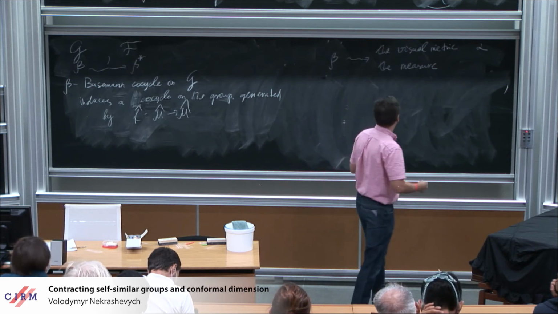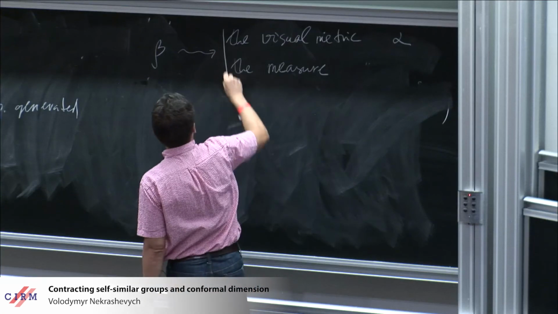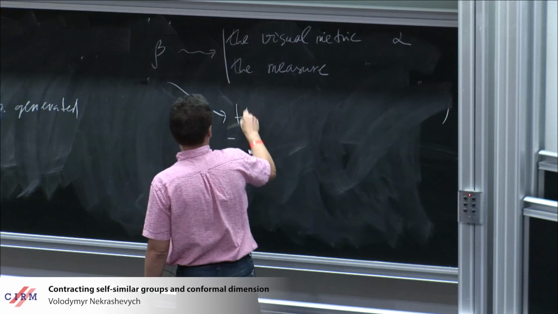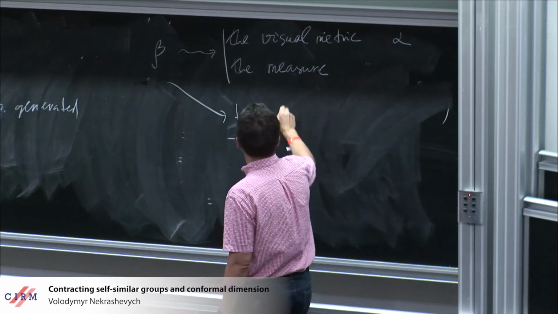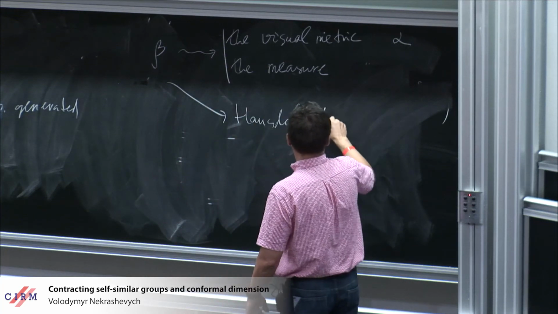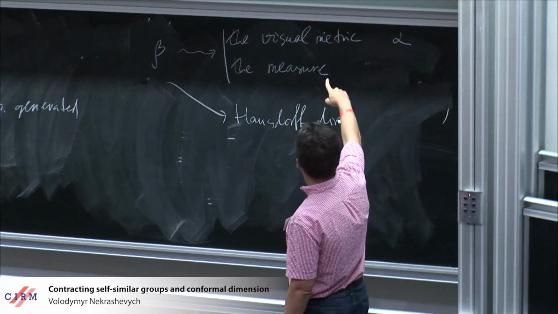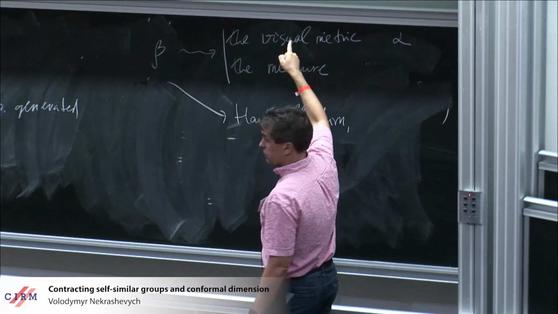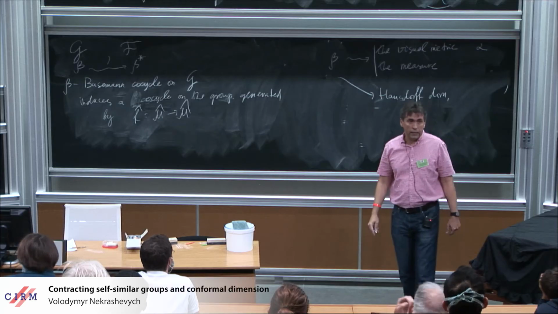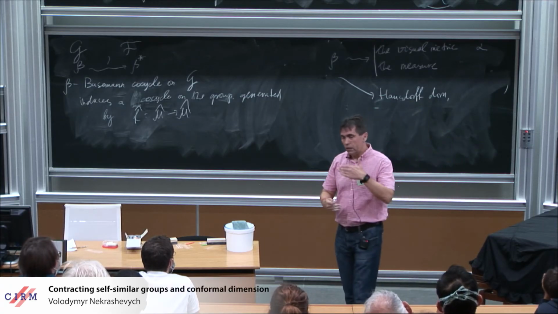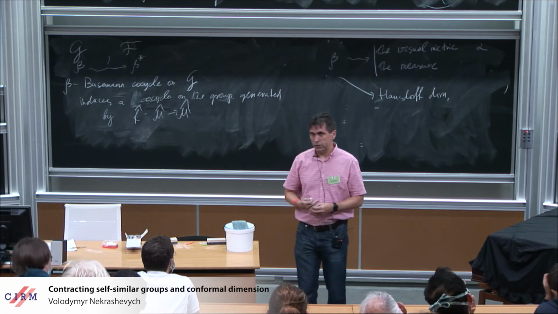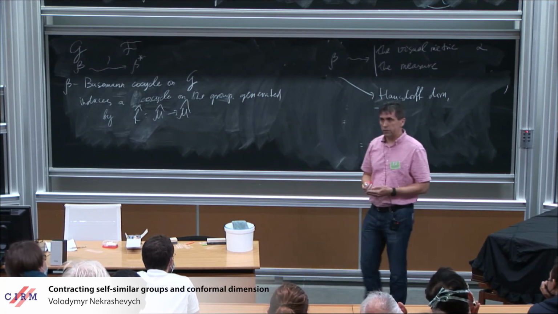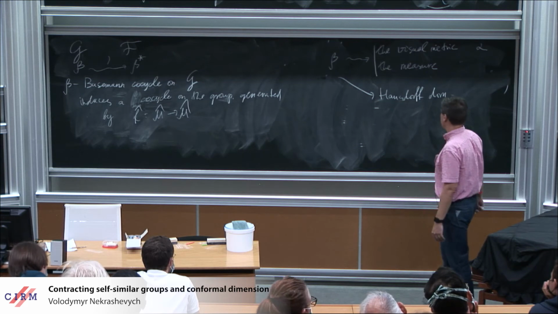So you can associate with each Busemann cocycle its Hausdorff dimension. So that's the minimum of the Hausdorff dimensions of the visual metrics. And one can associate then the smallest such Hausdorff dimension, which will be the Ahlfors regular conformal dimension.